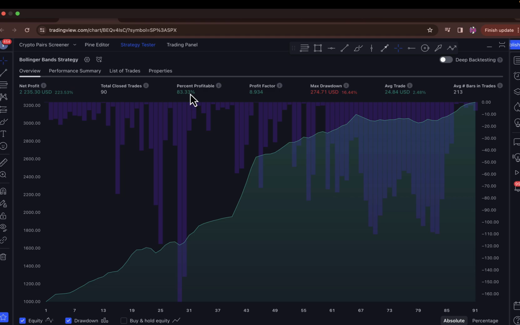So you can later convert this strategy into a bot. You convert it into a trading bot, and what's going to happen is the bot is going to trade it for you. You don't need to be on the chart every day.